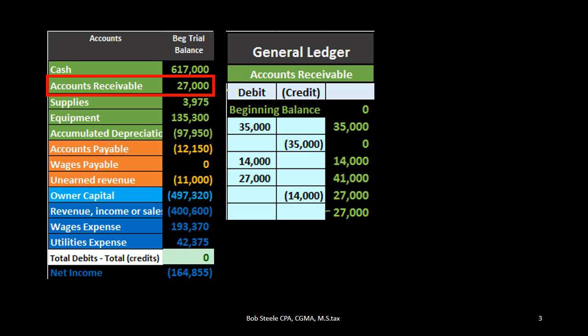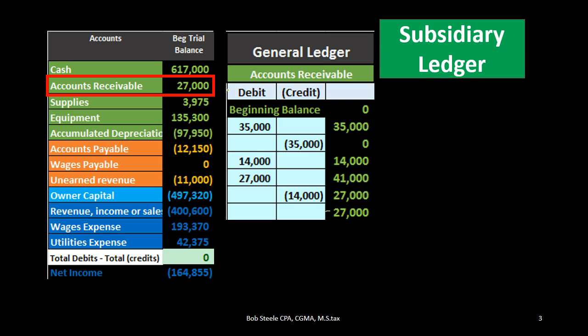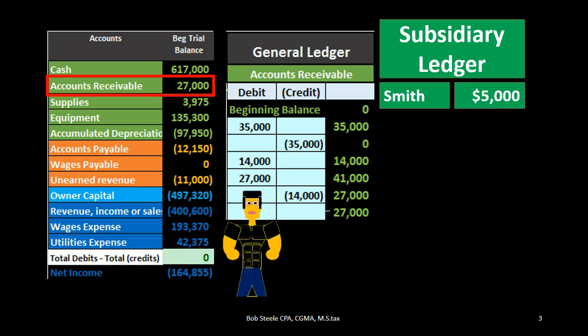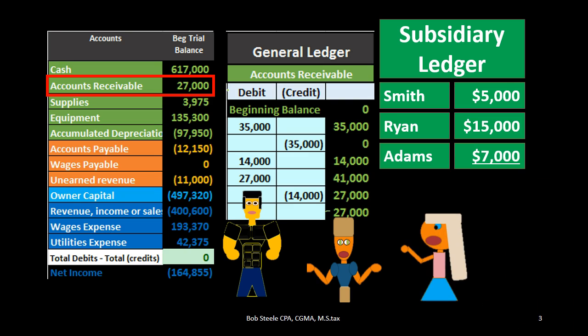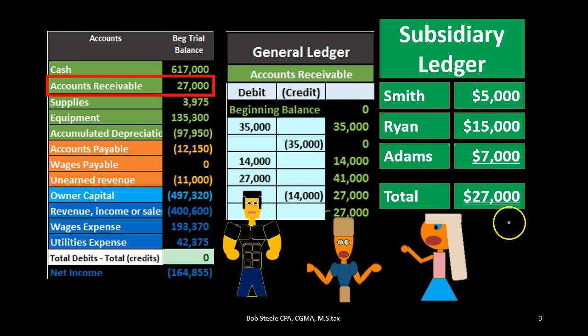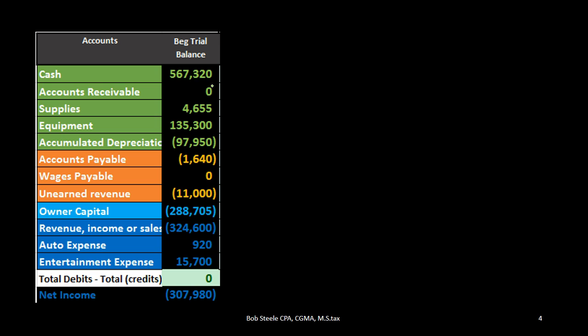But this doesn't give all the information we need because obviously we want to know who owes us that money. We would like to organize this data in a subsidiary ledger in such a way that we can say who owes us the money. For example, Smith, a customer, owes us $5,000. Ryan owes us $15,000. Adams owes us $7,000. That's what's making up that $27,000, making up the subsidiary ledger for accounts receivable, which is in a certain type of order according to category, in this case customer, tying out to the general ledger, tying out to the trial balance or balance sheet.